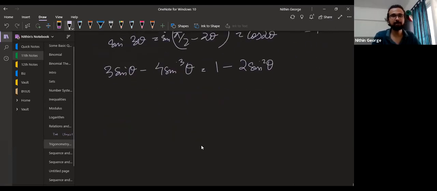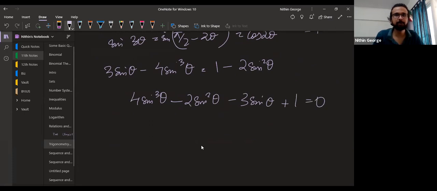And then from here, I will get 4 sin cube theta minus 2 sin square theta minus 3 sin theta plus 1 equal to 0. If I put sin theta equal to 1, what happens? I get 0. So this should work. So sin theta minus 1 should divide this. Why? If I put sin theta equal to 1, I'm getting 0.